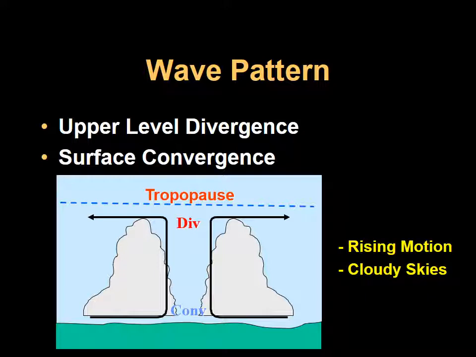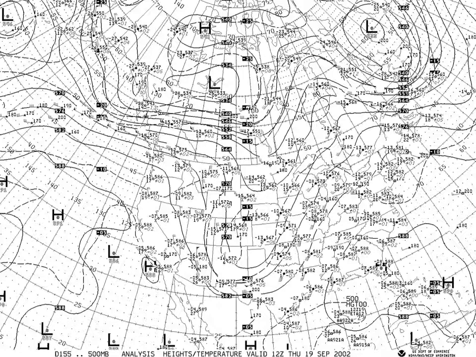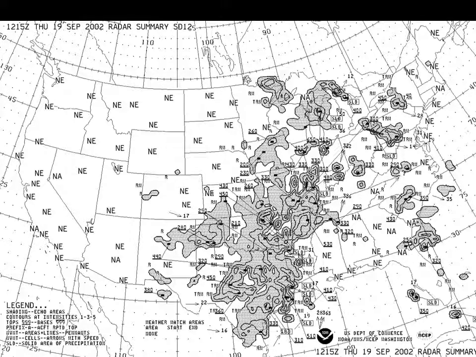Now, if that air had any kind of moisture as it's forced to rise, it will condense and produce clouds. So you have cloudy skies with rising motion. So this is what you typically see on a weather map. This is a 500 millibar map, and looking downwind of the trough, you can see on the radar summary chart that there's lots of precipitation caused by, of course, rising motion in the atmosphere. So this is a rule of thumb. Looking downwind of troughs, you're going to see rising motions, and typically you're going to see clouds and precipitation.